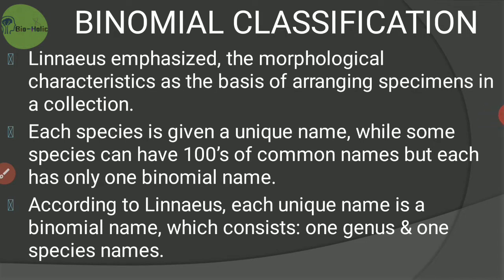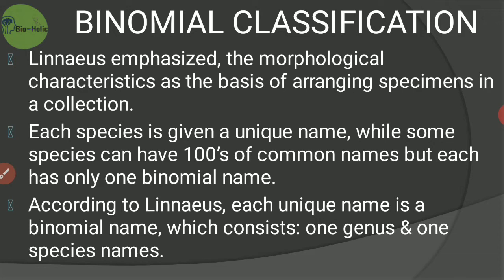So now the binomial classification. What did Linnaeus design? He said that we can do a binomial classification. Here, binomial refers to two. That means a classification system which has just two names. First of all, he emphasized the morphological characteristics as the basis of arranging specimens in a collection. So, all the important common characteristics which these organisms share can be pulled together and given a common name. Secondly, each species is given a unique name. While some species can have hundreds of common names, each has only one binomial name.